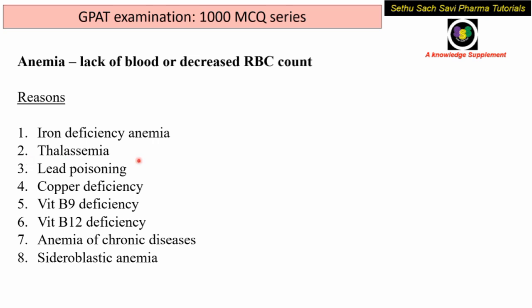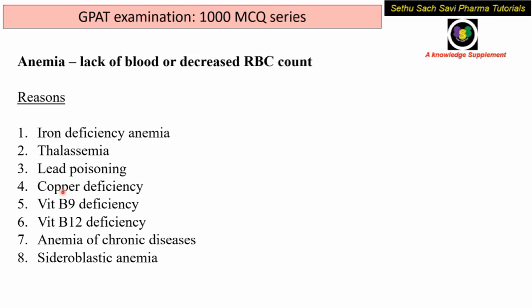Second one, thalassemia. Thalassemia is a genetic condition, an inherited condition. Here also RBC is very low, leading to anemia. Lead poisoning: what happens is that lead inhibits an enzyme that is important for the production of hemoglobin. Thereby lead poisoning, or a higher concentration of lead, can lead to anemia.